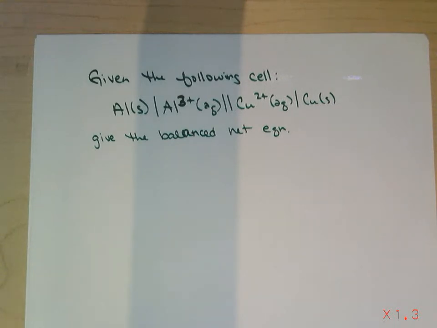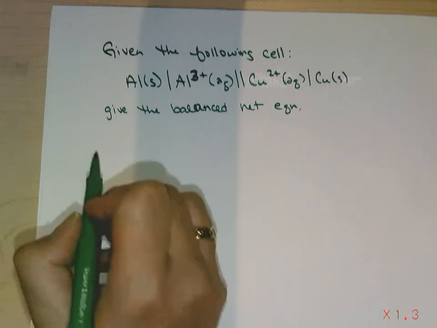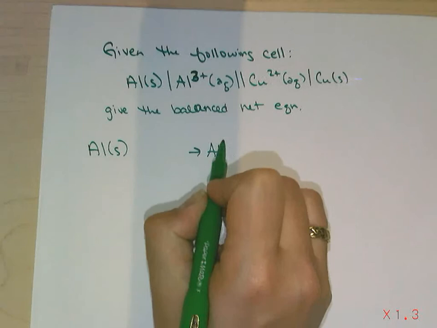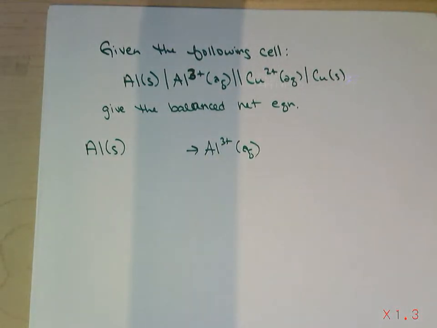All right, so what element is being involved in the oxidation? The aluminum or the copper? Okay, the aluminum is. Have I written that as an oxidation? Okay, so then where do I put the electrons? As a product or a reactant? And how many do I need?